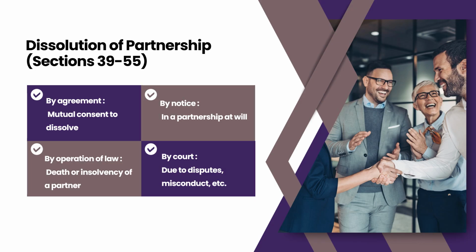Next one is by operation of law. A partnership may automatically dissolve if one of the partners dies or becomes insolvent, unless otherwise stated in the partnership deed. Last one is by court. A court can dissolve a partnership if there is evidence of fraud, misconduct, incapability of a partner, or ongoing disputes that affect the business.